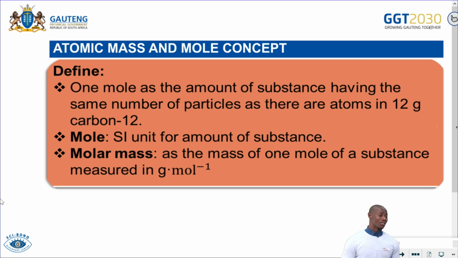Actually, this is what you did in grade 10. So you must be able to define 1 mole of a substance, right? And also know that the mole is the SI unit of the amount of a substance. And what is the molar mass? The molar mass is the mass of 1 mole of a substance that is measured in grams per mole.